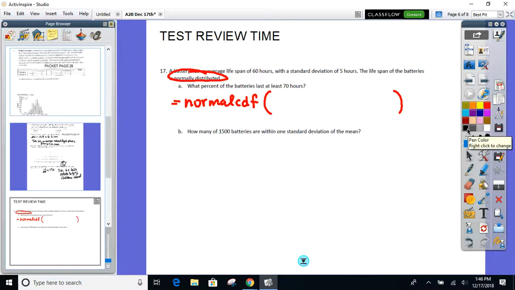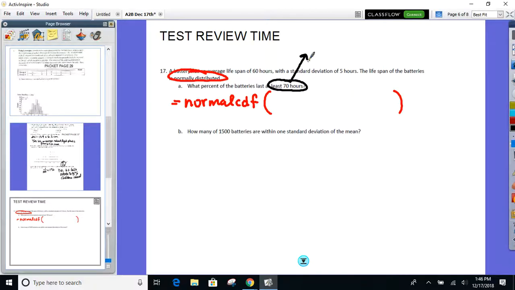What do I plug into normal CDF? Ready? Lower bound. Uh-oh. At least 70, guys. At least 70. You have at least $70 in your pocket. What are you telling me? 70 or more. Yes. So 70 or above.